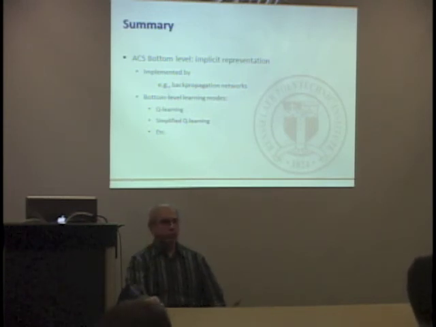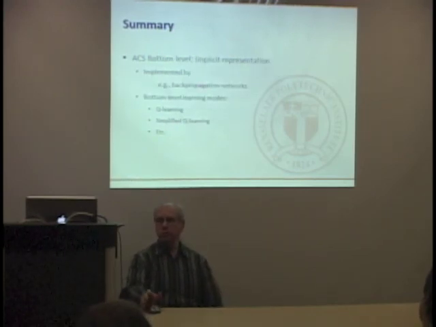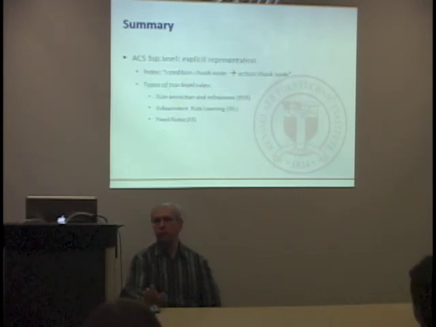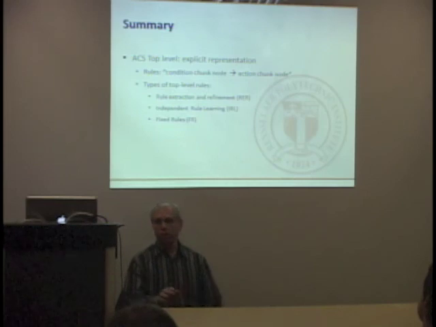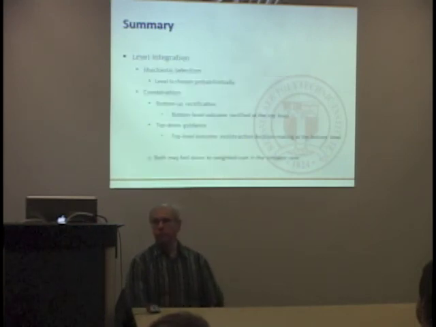There are some more recent examples with the current implementation. Just to summarize: the bottom level is implemented as backpropagation networks, and Q-learning, simplified Q-learning, and so forth are available at the bottom level. The top level is a collection of rules, with condition chunks leading to action chunks based on rule matching. Then we have the rule extraction refinement mechanism that allows rules to become more general or more specific, independent rule learning for trial rules, and of course the one-shot learning idea, or built-in rules idea, from fixed rules.